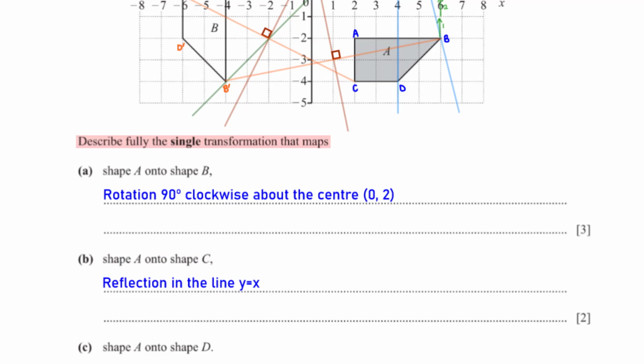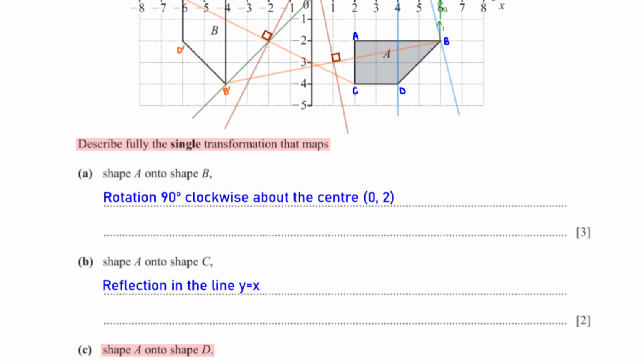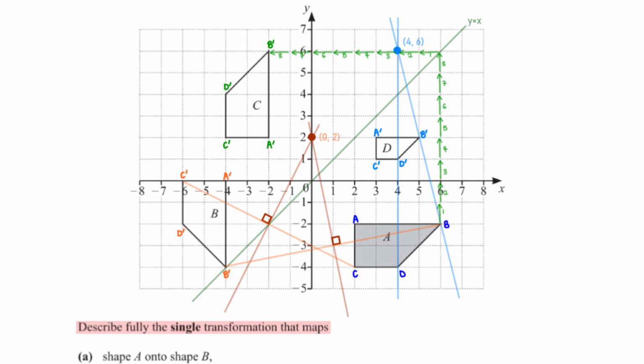Describe fully the single transformation that maps shape A onto shape D. When we look at shape A and shape D, they do not have the same size. Each of the sides in shape D is half its corresponding side in shape A. This means the transformation is an enlargement by a scale factor of half. We have a positive scale factor for this enlargement because the two shapes have the same orientation.